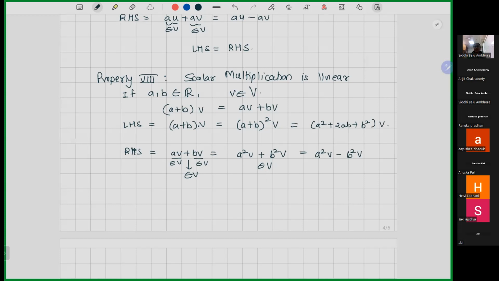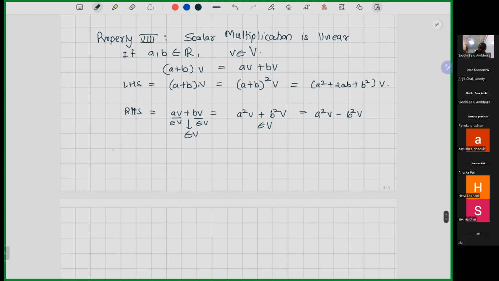Okay, and we can clearly see that if we choose A and B properly, this is not true. In particular, if I take A to be 1 and B to be 2, then my LHS will be (1 plus 2), which is 3 squared, so it will be 9V in this case.